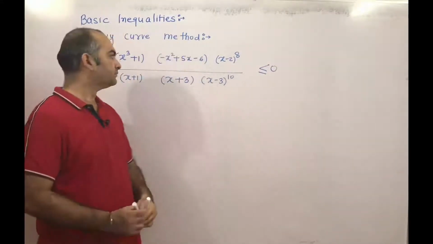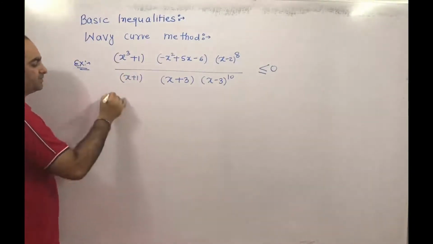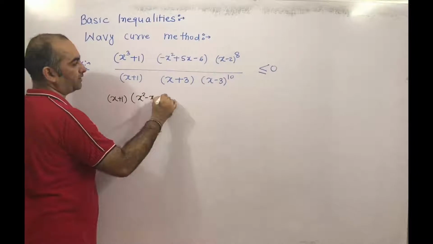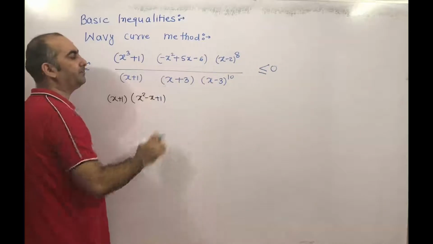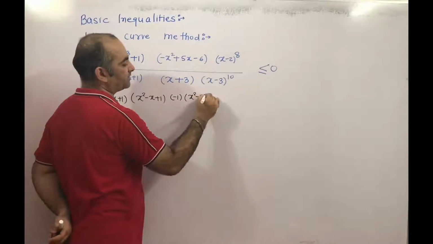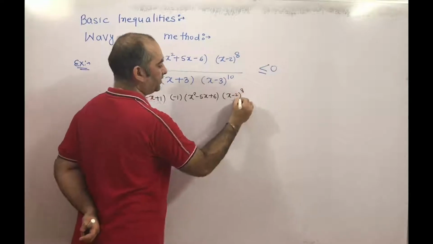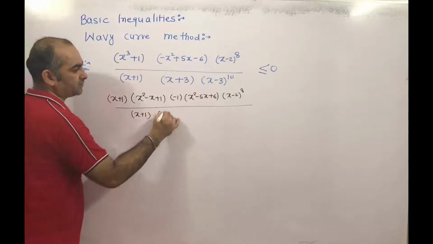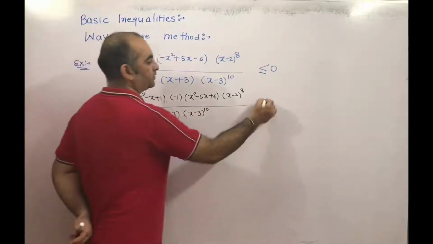Now how to solve? This is x³ + 1, so we will try to factorize this one. So x³ + 1 factor is what? (x + 1)(x² − x + 1). Okay, and this is −x² + 5x − 6. So we will take minus common from here. If we take minus common, what will come? −1 into (x² − 5x + 6), and this is (x − 2)^8 divided by x + 1, x + 3, (x − 3)^10 is less than or equal to 0.